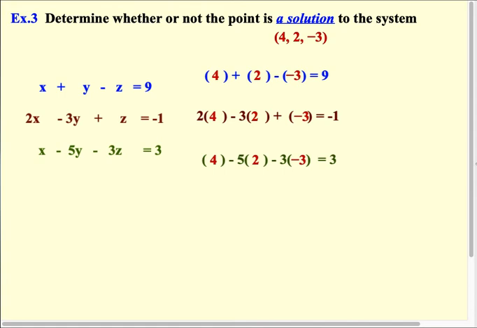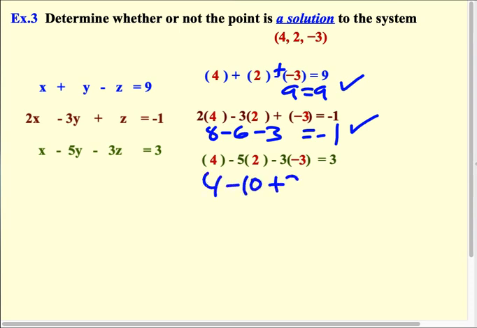So if we're checking it out, this would be 4 plus 2 is 6, plus 3 is 9. 9 equals 9. So far, so good. We got 8 minus 6 minus 3. So that would be 2 minus 3, which equals negative 1. Check, that one's good. 4 minus 10 plus 9. So that would be negative 6 plus 9 equals 3. Check. That's a yes.